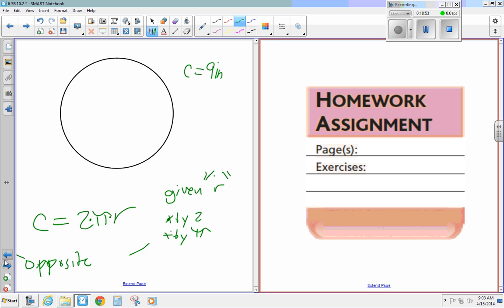Alrighty. So for this section, you need to do the CYUs 1 through 10, all on page 531.